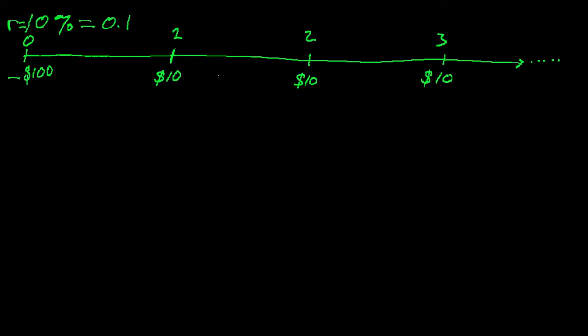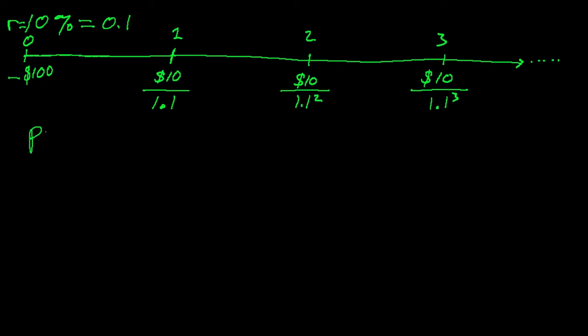Let's take a look. Let's discount those cash flows and see what we get. The present value of $10 received in 1 year is $10 divided by 1.1. The present value of $10 received in 2 years is $10 divided by 1.1 squared. And the present value of $10 received in 3 years is $10 divided by 1.1 cubed.